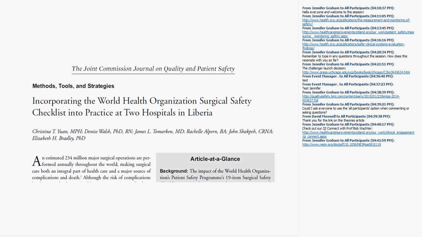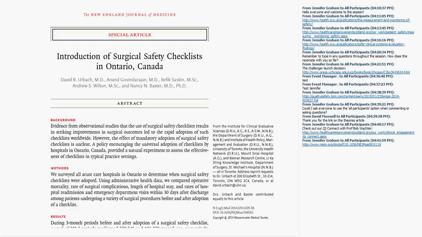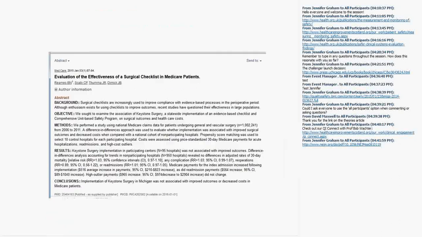When a checklist was introduced in 2 hospitals in Liberia, exactly the same pattern emerged. In the first hospital, the checklist was associated with improved outcomes but not improved compliance, and the second one, improved compliance but not improved outcomes. When the checklist was introduced in Ontario in Canada, they were unable to find an effect associated with the introduction of the checklist, possibly because they were already doing pretty well, and it's hard to improve if you haven't got much headroom.